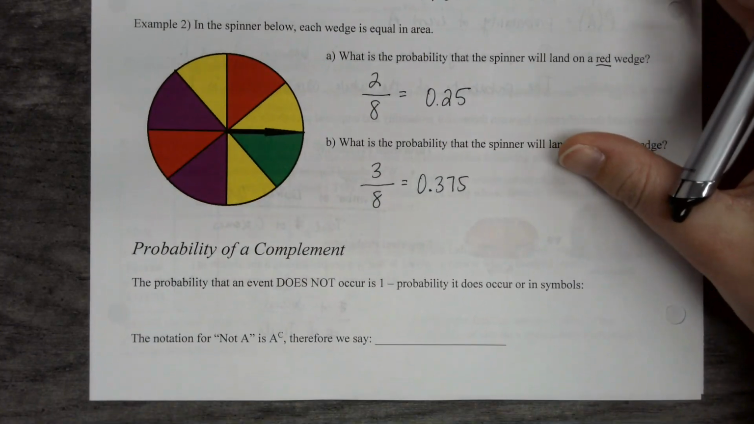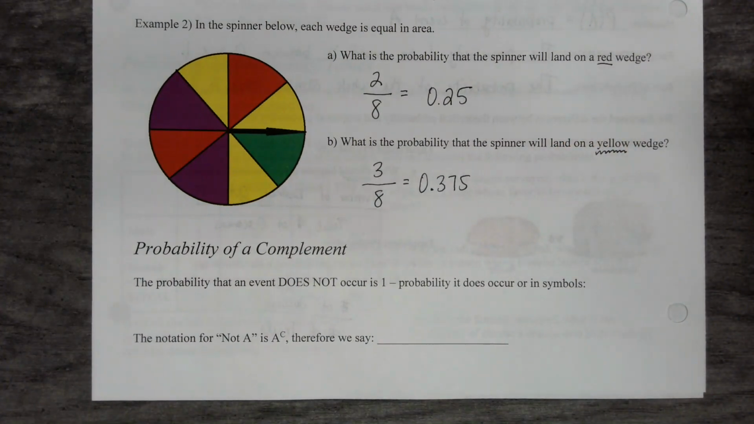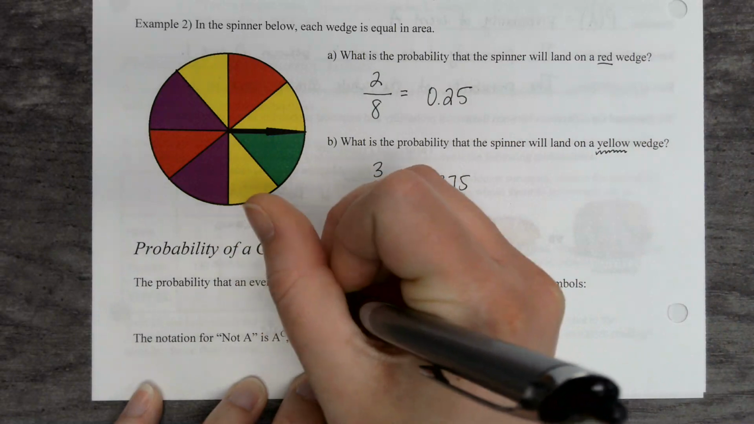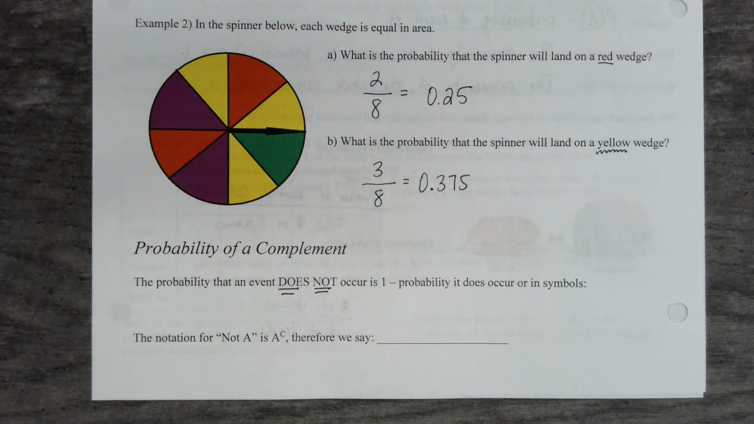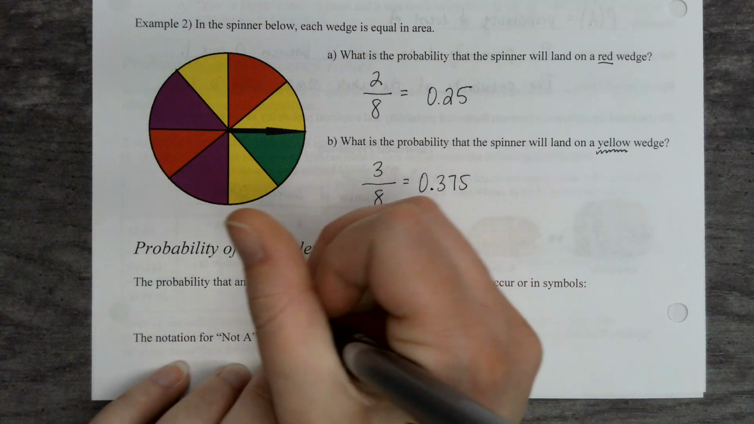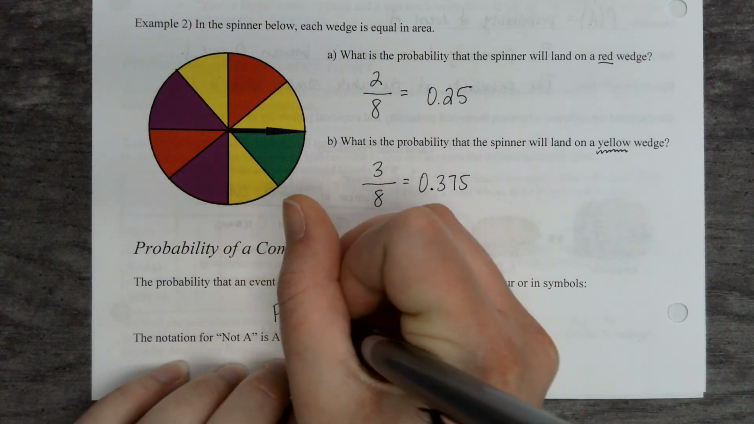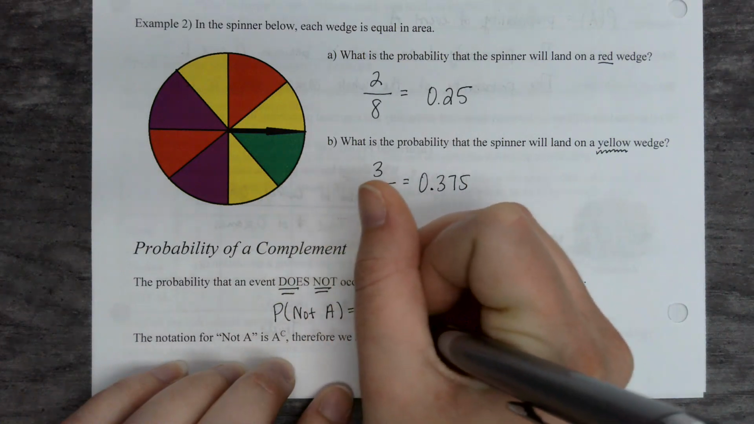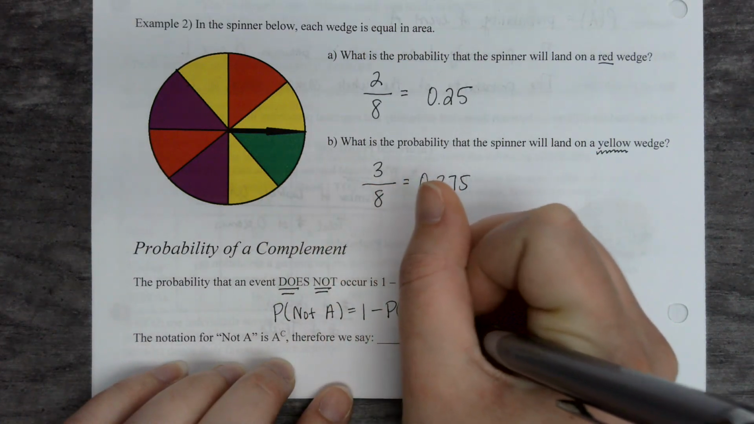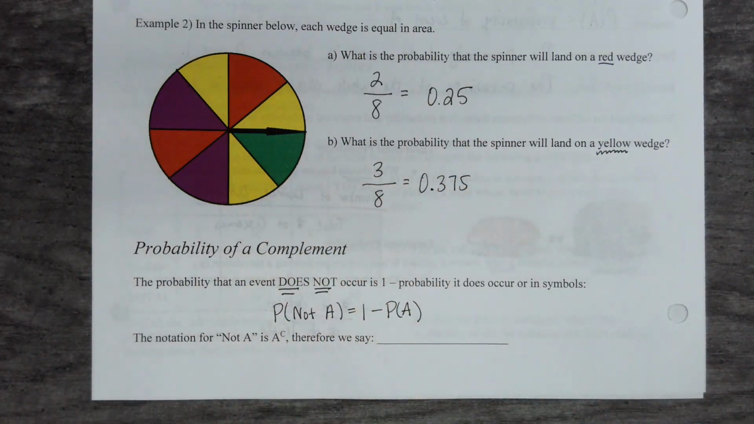Now, the probability of a complement is what we're going to be talking about next. The probability of a complement is the probability that the event does not occur. To do so, we just take 1 minus the probability of it actually occurring. Or in symbols, we have the probability that it's not, let's call it event A, is equal to 1 minus the probability of A occurring.